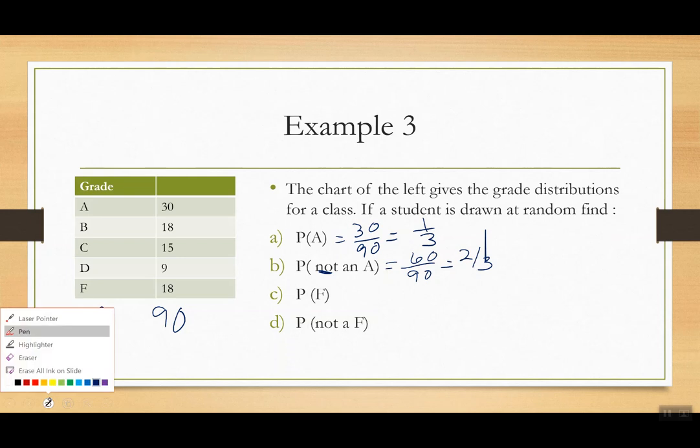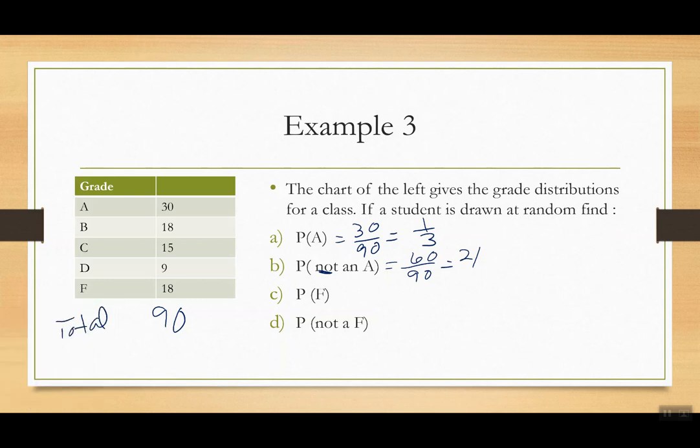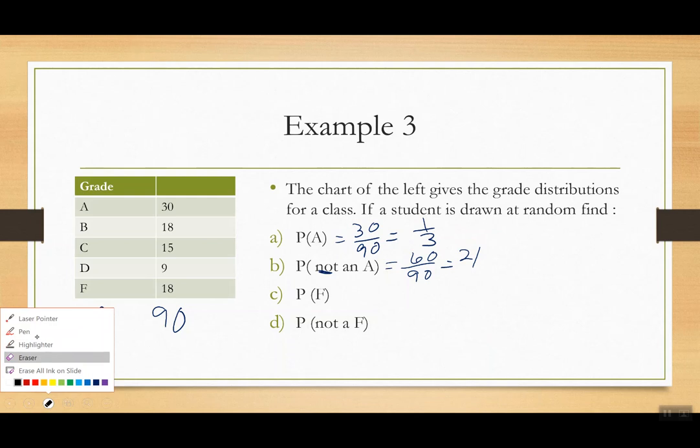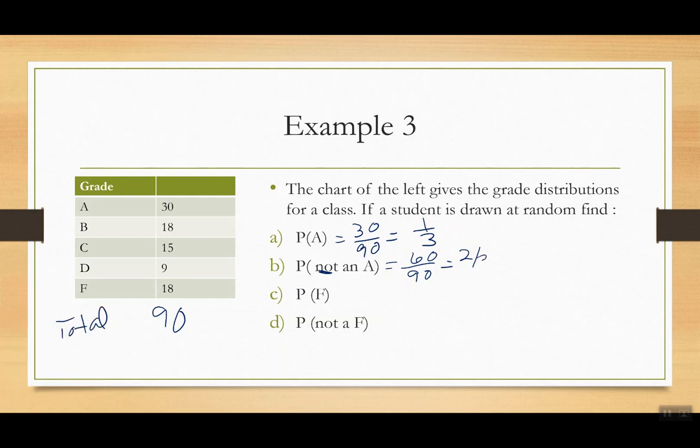What I did was try to save myself some time, right? Try not to do more work than I have to. So there's no reason for me to go back and add up all the little pieces. I don't have to add up 18 and 15 and 9 and 18 to get 60. I can say if 30 got an A, 60 did not. So that's the same thing I'm going to think about when I go to the F's.